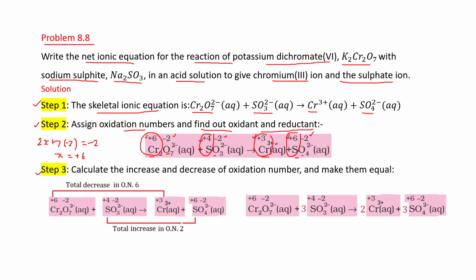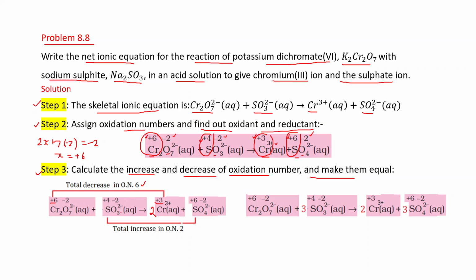Now step 3. Calculate the increase and decrease of oxidation number and make them equal. Let us once again see the change in oxidation number. For chromium, per atom, +6 to +3. So we can say the per atom decrease in oxidation number is 3. But in Cr2O7 there are 2 atoms, so on the product side there should also be 2 atoms of chromium. So write 2 here. In this way the total decrease in oxidation number is 6. Per atom it is 3, and for 2 atoms it is 6.